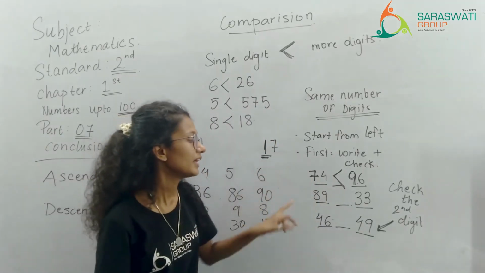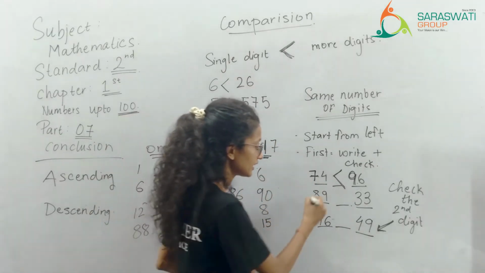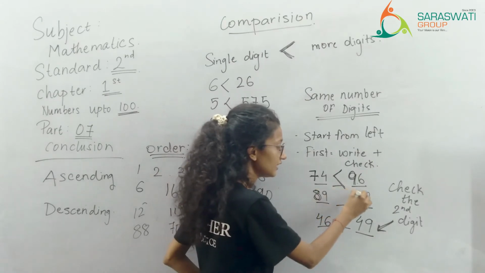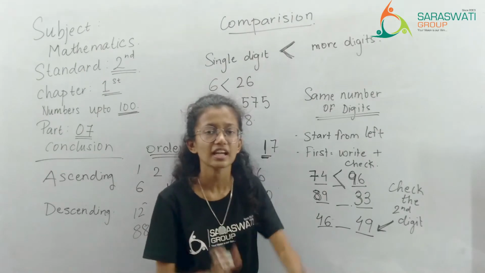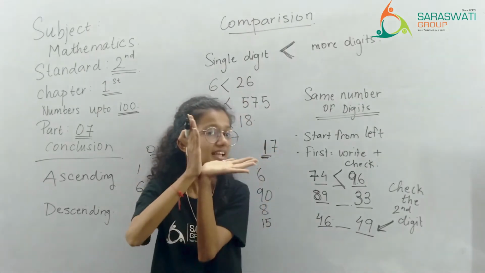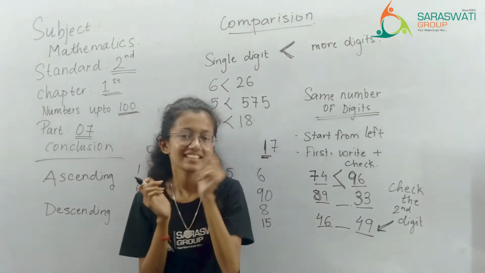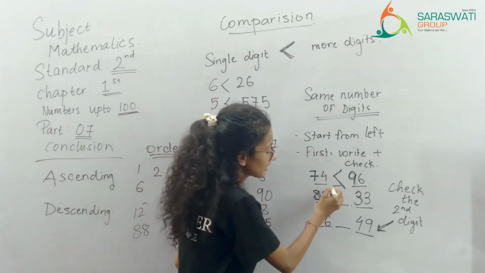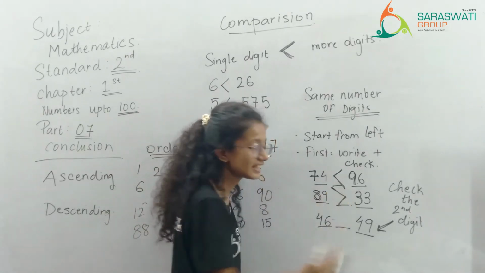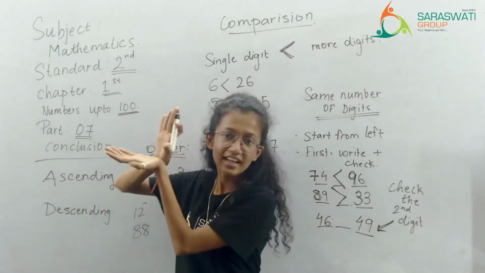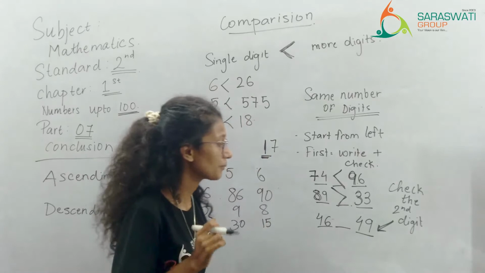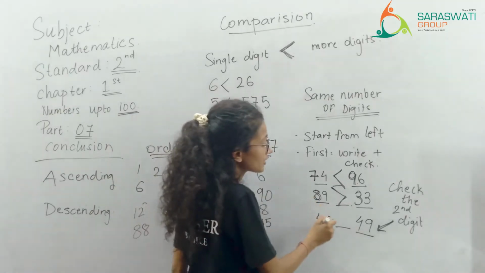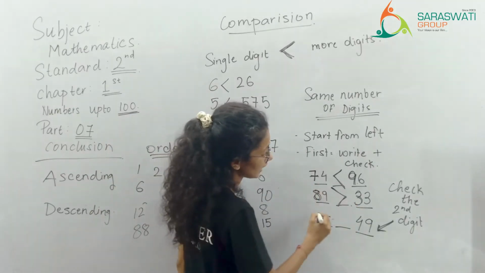Next example. First, what do we write? We write 8 here and we write 3 here. Which is bigger, 8 or 3? Think fast. Yes, 8 is bigger. Hence the alligator will try to eat 89 and will leave 33. Next comes 46 and 49.